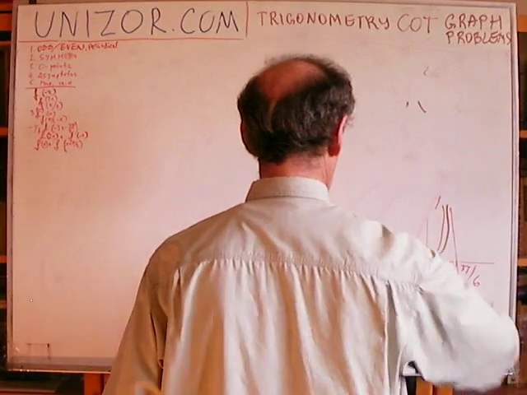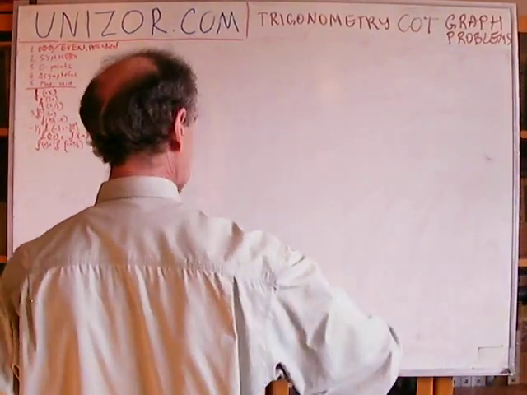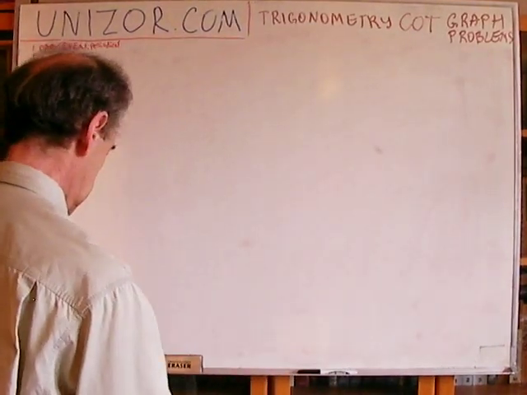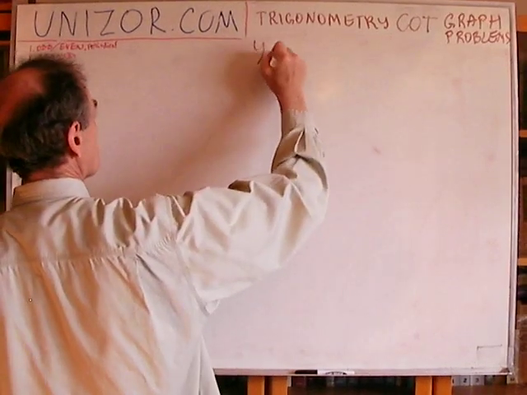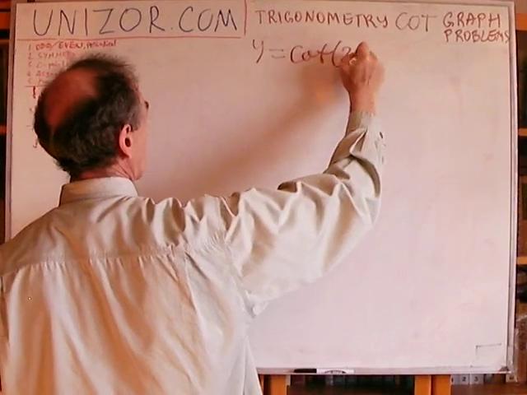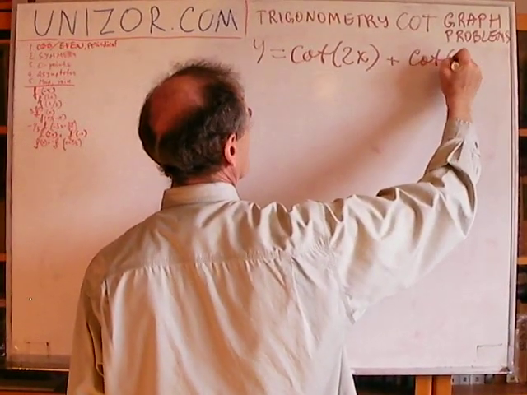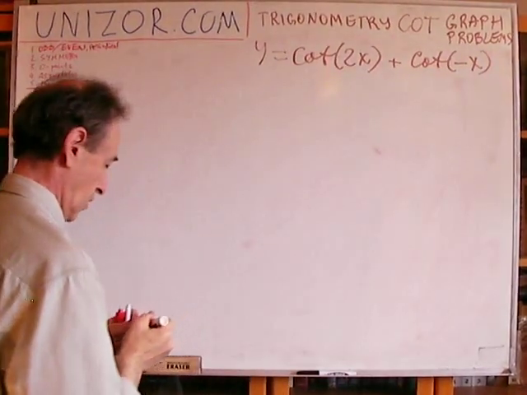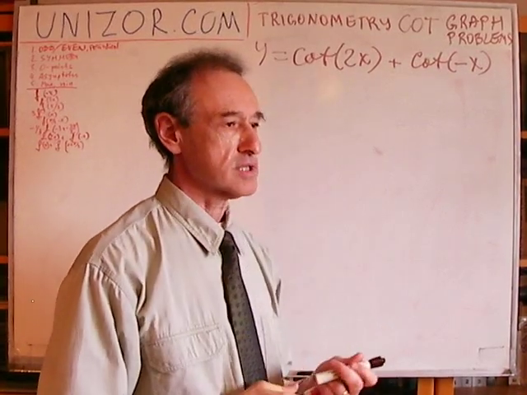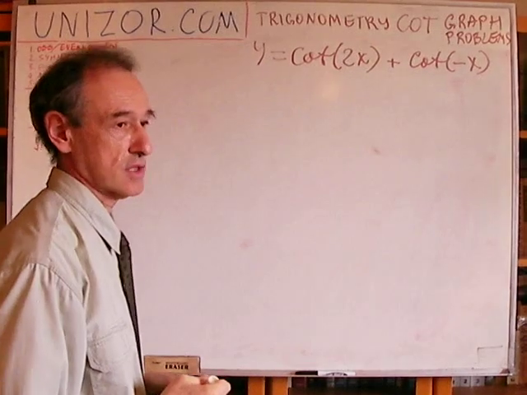Okay, we have two more problems. These problems are related to addition of the graphs. So y is equal to cotangent of 2x plus cotangent of minus x. All right. So let's think about it. The periodicity is pi, obviously, because the periodicity of cotangent is pi.